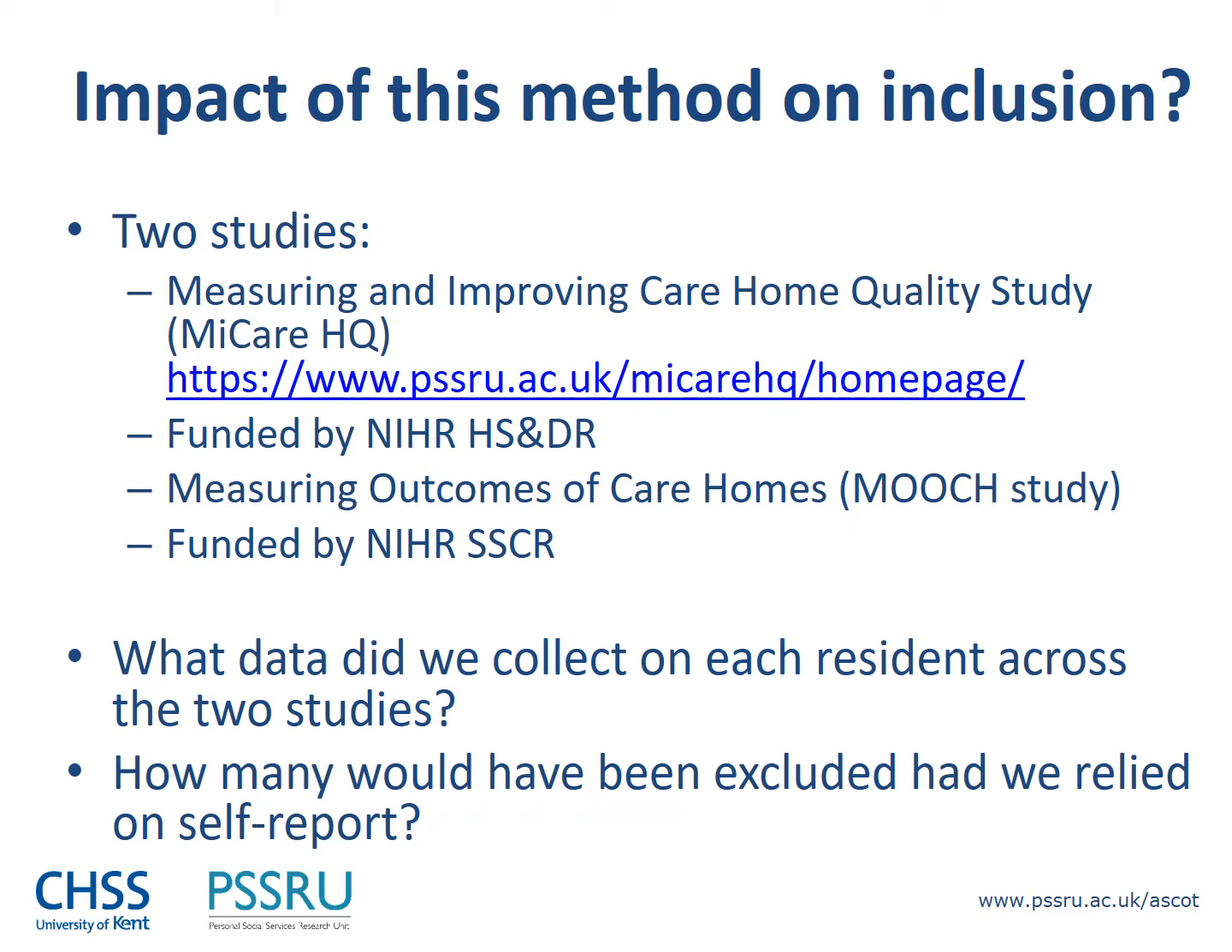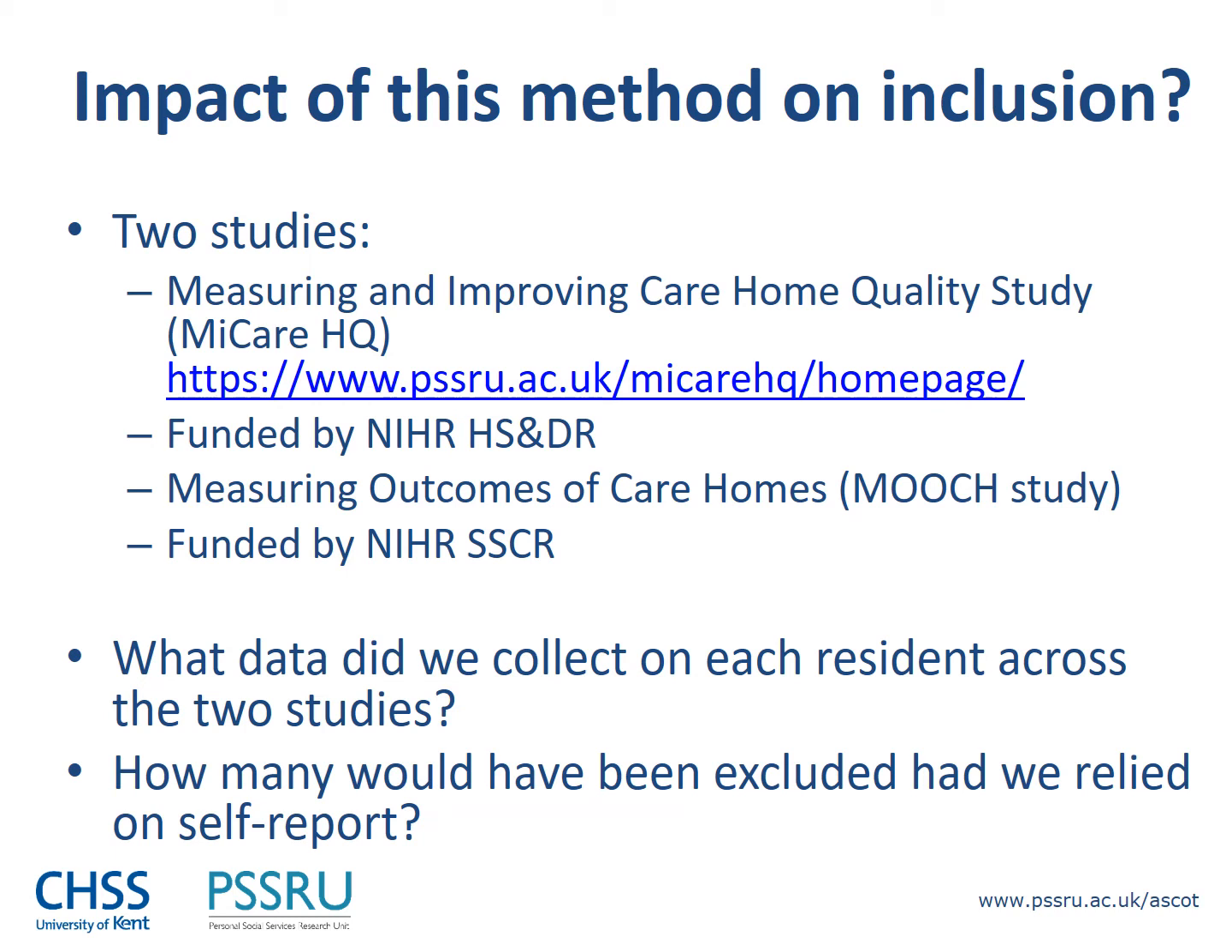Now, just to think about why this method is important. So what's the impact of using this mixed methods approach on inclusion? How does it improve your sample size or your missing data, for example? And to talk about this, I'm going to draw on two studies. The Measuring and Improving Care Home Quality Study, or MyCare, which was funded by the NIHR Health Services and Delivery Research Programme, and also Measuring Outcomes of Care Homes, or the MOOCH study, which was funded by the NIHR School for Social Care Research.